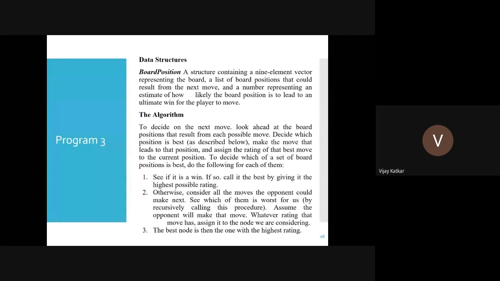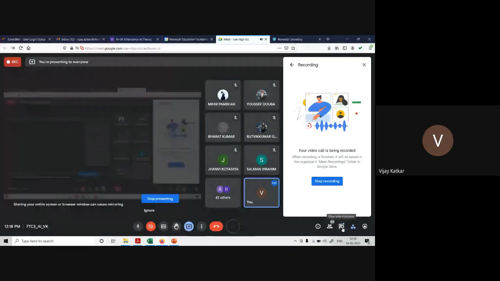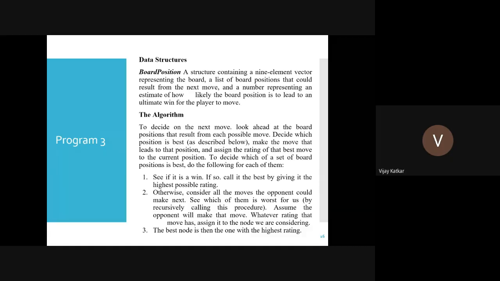If it is not resulting in a win, then any query, students? No. Okay. Any doubt till this point?